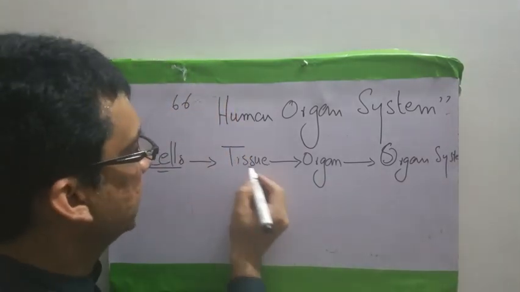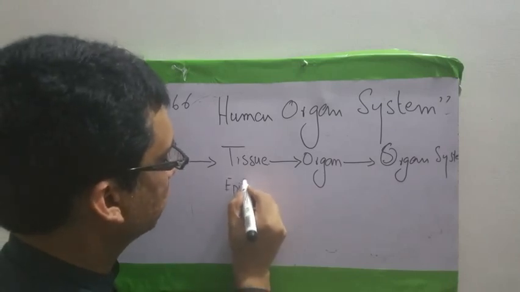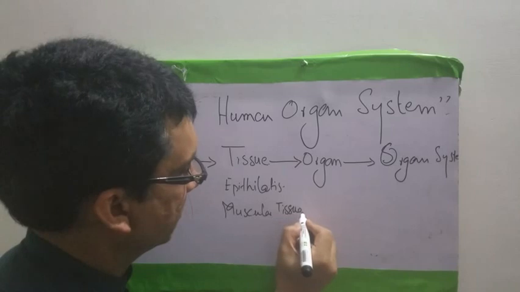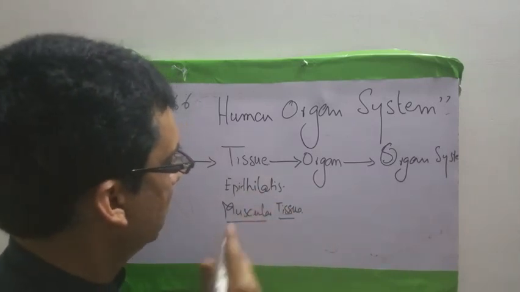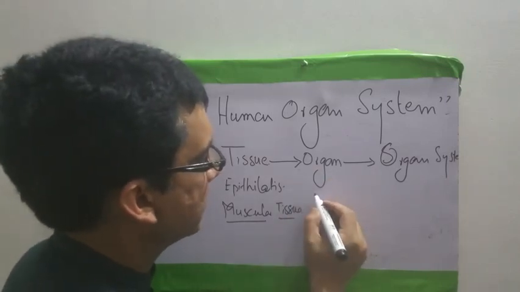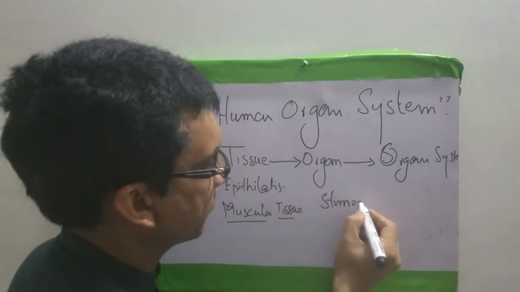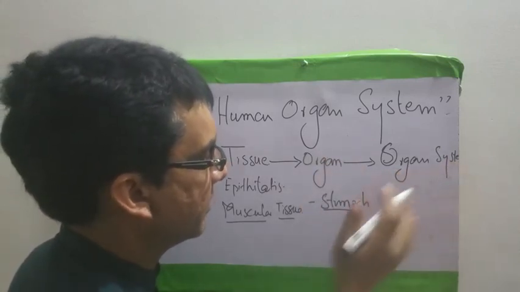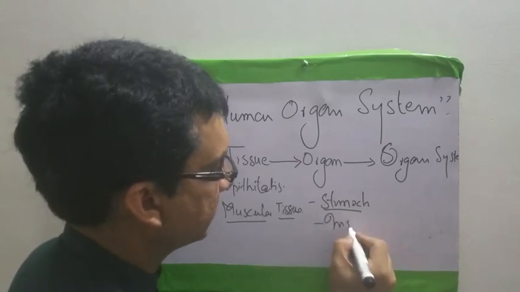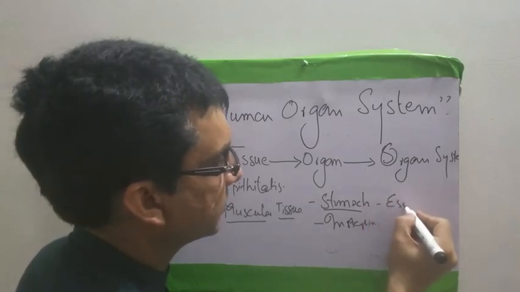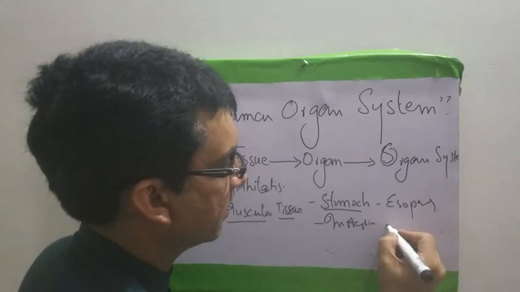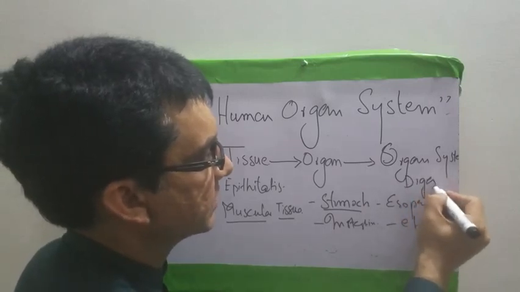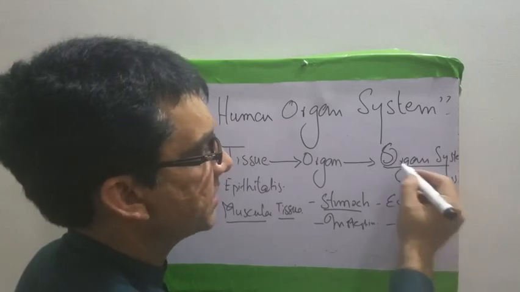For example, tissues like epithelial tissue, muscular tissue, etc. Later on we will study these tissues in detail. When these tissues combine, they form an organ, and let's suppose that organ is the stomach. In the stomach all these tissues are present, and then different organs like the intestine, esophagus, etc. combine, and they form a system, and that system is the digestive system. That digestive system is called an organ system.